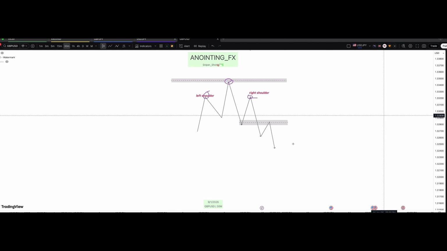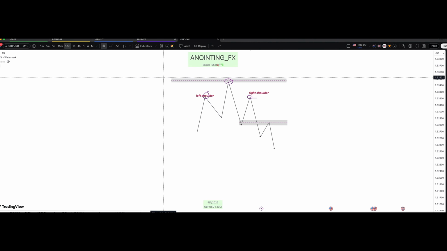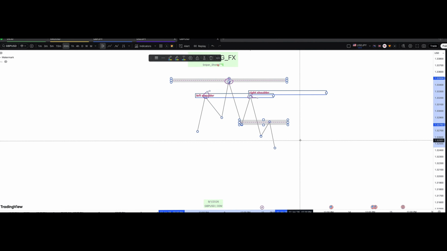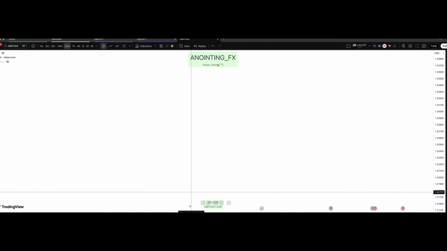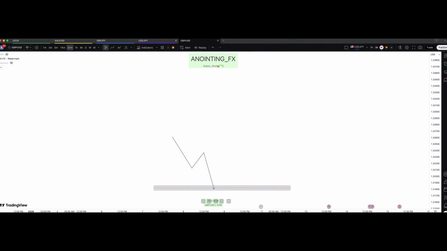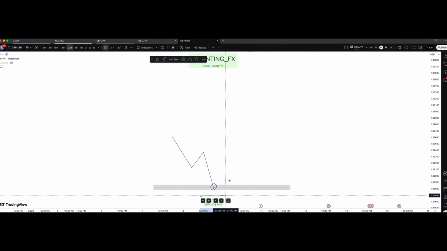And the same thing applies to that of the inverse head and shoulder happening at the support level. Quickly, let's look at that of the inverse head and shoulder. So price will be coming from the upside and tap inside the support level. So over here, you buy your trade. Once you get a candlestick confirmation, you buy and put your stop loss right below it.